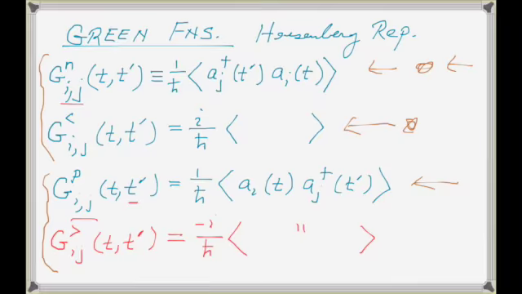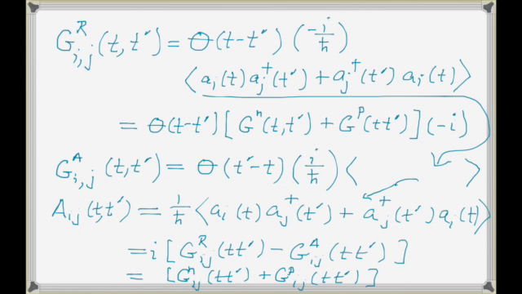The retarded Green function, which is probably what we spent the most time worrying about throughout the course, is defined like this. In this second quantized representation, you've got your unit step function out front, so it only exists for t greater than t prime, some factor of minus i over h bar, which we can ignore. The important stuff is what's in the brackets. And you can see that what's in the brackets is an anti-commutator.